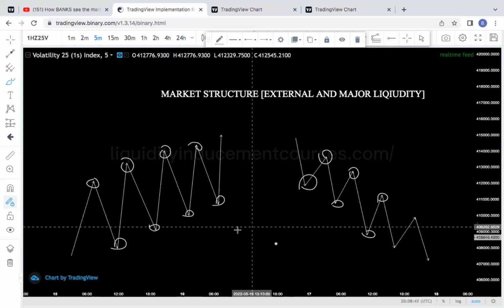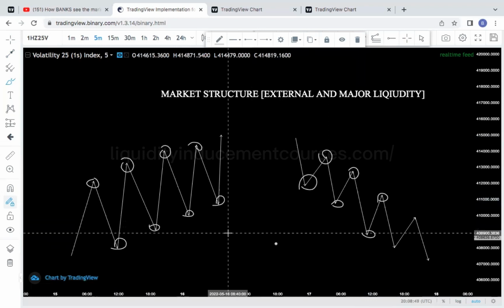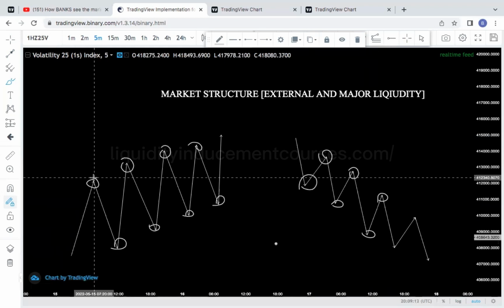Now, like I said, liquidity refers to orders, refers to money, refers to positions, refers to buy limit, sell limit, whatever you can call them. Okay, because that is how price moves. We move by creating liquidity, inducing liquidity, creating liquidity, inducing liquidity. That's everything that happens on the chart. Now, why are they called major liquidity and external liquidity?